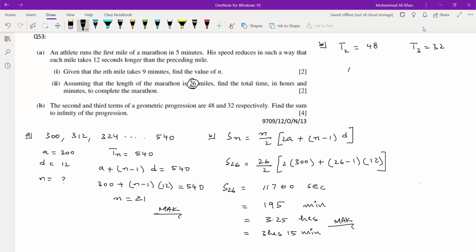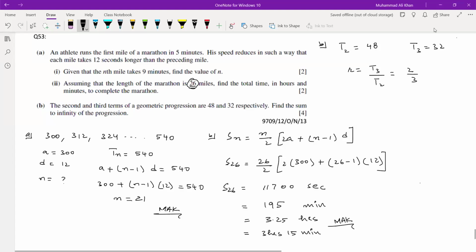सबसे पहले तो मैं कॉमन रेशियो कैलकुलेट कर रहा हूं. किसके इक्वल है? T3 डिवाइडेड बाय T2. आपको मालूम है कॉमन रेशियो कैसे आता है. सेकंड टर्म डिवाइडेड बाय फर्स्ट टर्म, फोर्थ टर्म डिवाइडेड बाय थर्ड टर्म, थर्ड टर्म डिवाइडेड बाय सेकंड टर्म. तो रिजल्ट आया 2/3. द कॉमन रेशियो इज 2/3. ठीक हो गया.